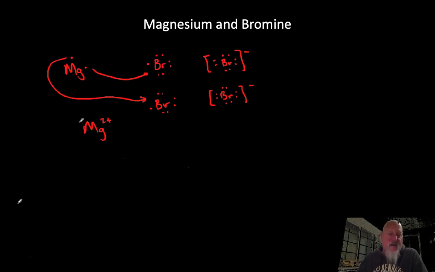And you can see, again, we've got a 2+ ion and 2 negative ions. So these are going to be attracted to each other. Notice that the 2+ and there's 2 Br minuses that form from it. And each of those bromine ions is a single negative. So if I put the 2 together, I got 2 negative charges. Mg has 2 positive charges. So the formula of the compound that's formed between magnesium and bromine is MgBr2.